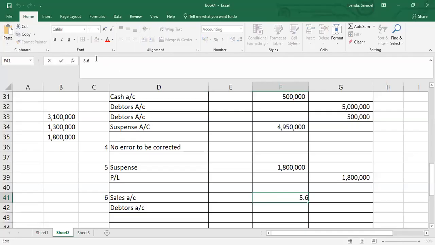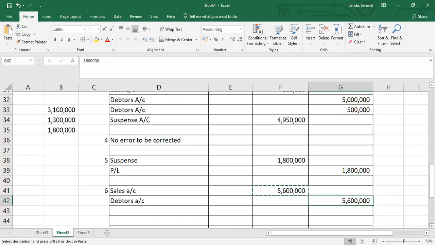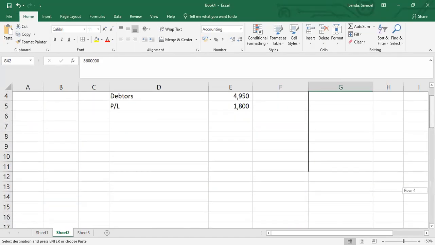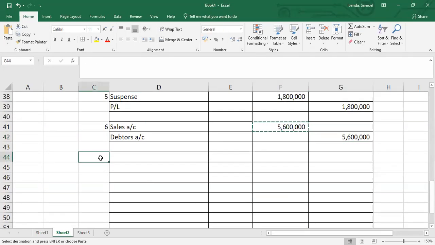So let me just try. This is 5, 6, those zeros right there. This is 5.6, remove one zero. So that is what I'll have. That's how we shall correct our error, and I will not post anything in my suspense account. There's nothing really that goes there. So I'll move to the next one, which is number 7.